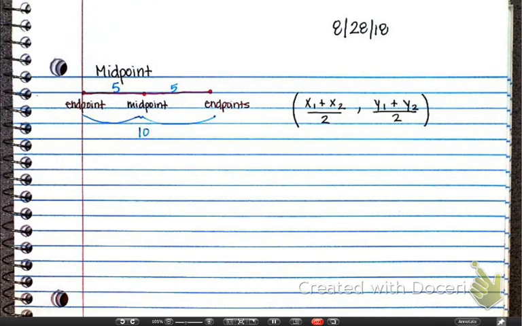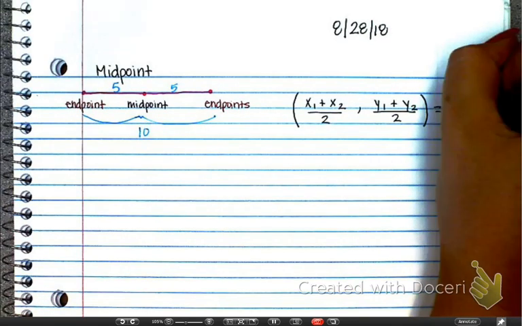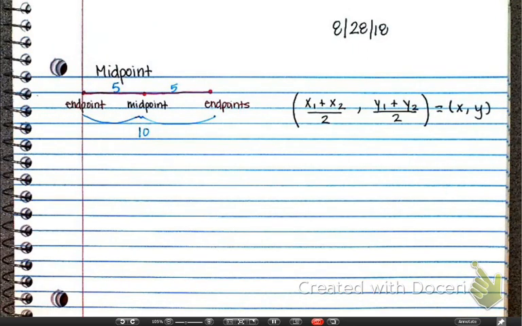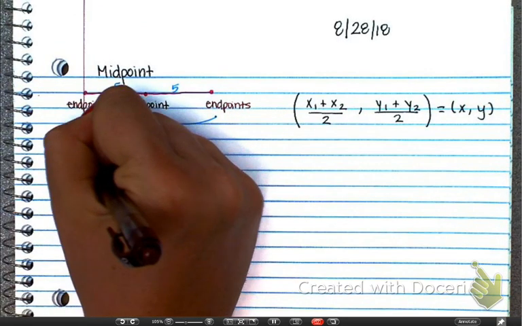Now, when you actually find your answer for a midpoint, the answer is a point. It is an XY coordinate. Okay, so it's in parentheses, it has a comma, but it's X and Y. It is a point. So you need parentheses, you need that comma. Okay? All right, so let's start by finding the midpoint.